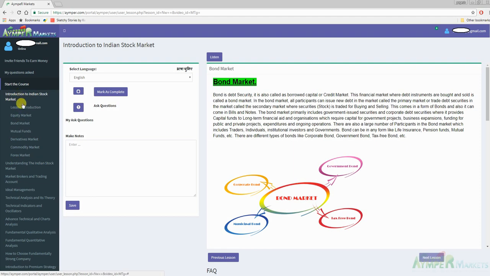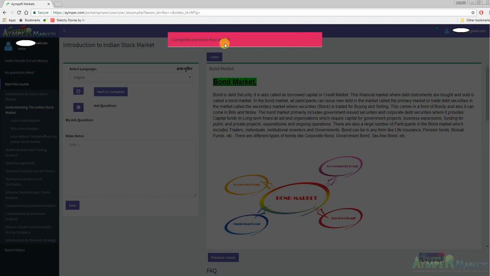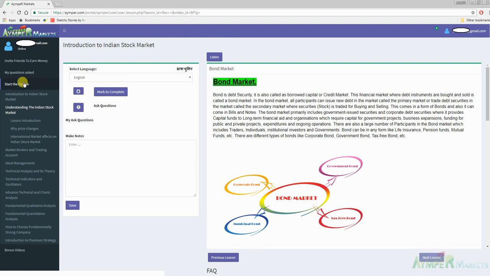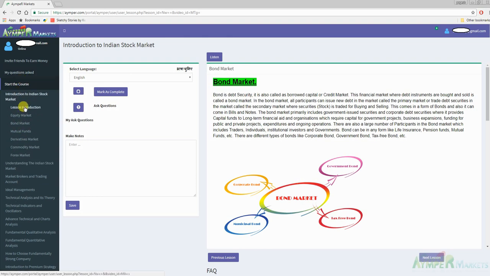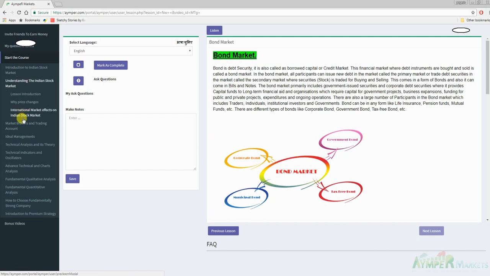Now you cannot go to the next lesson in the sub lessons the same way until you have finished your introduction to Indian stock market fully, that is, you have covered all the subtitles and marked them as completed, you cannot go to chapter number 2, that is understand the stock market lesson introduction. It will come up as complete previous lessons first. What does that mean? Until you have finished your first chapter and all the subsections under it, it will not give you permission to go to the second chapter. And so forth, you have to keep completing all the chapters under the subtitles.